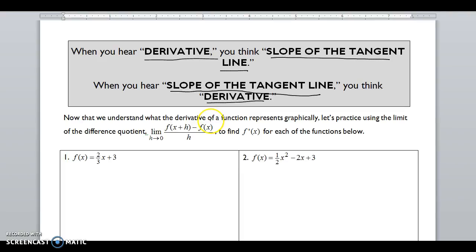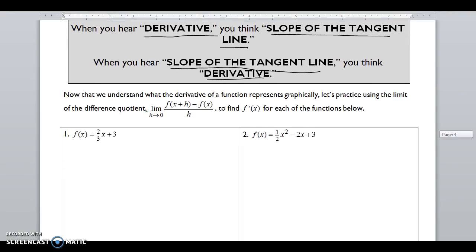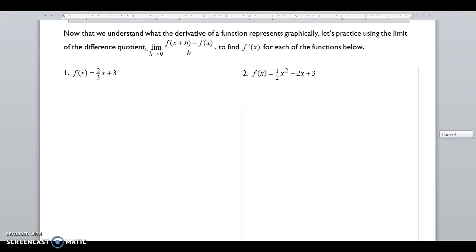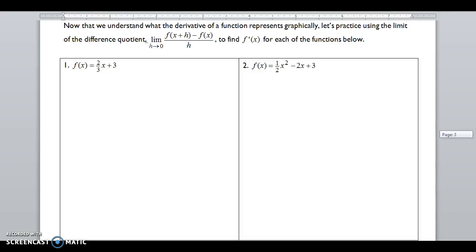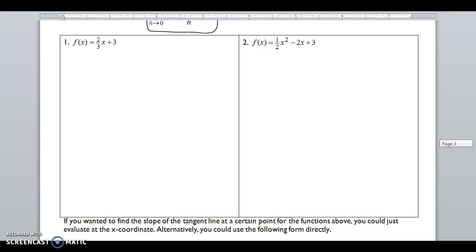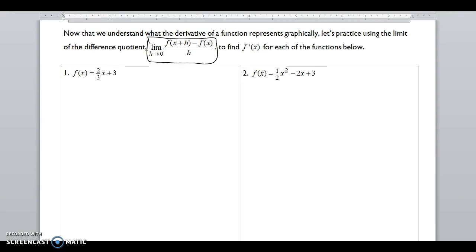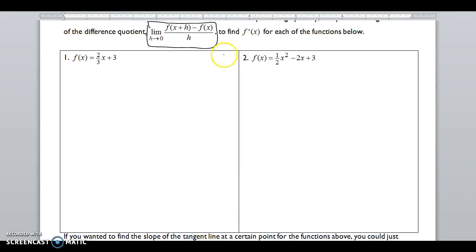So let's actually practice finding some derivatives, some derivative equations, and we're going to use that formula that we talked about before. The limit as h approaches 0, f of x plus h minus f of x all over h. So for the first example, we have f of x equals 2/3 x plus 3. That's our f of x. And so we're going to set it up. We're just going to write out this limit.